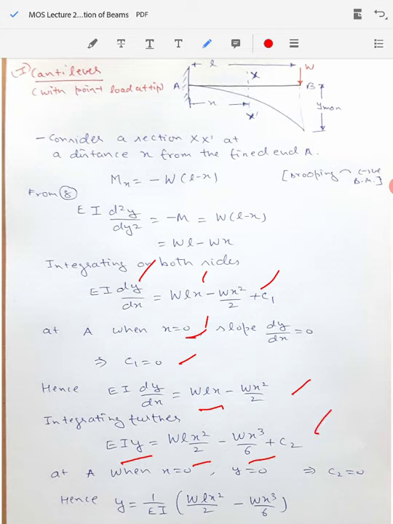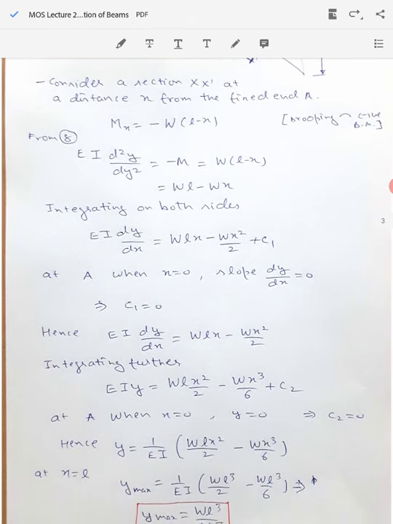Again we'll look at the fixed end. At A, we know that when x equals 0 at the fixed end, the deflection y is also 0. So at the fixed end there is no deflection. So if you substitute x equal to 0 and y equal to 0 in these terms, this is going to give us C2 also equal to 0.